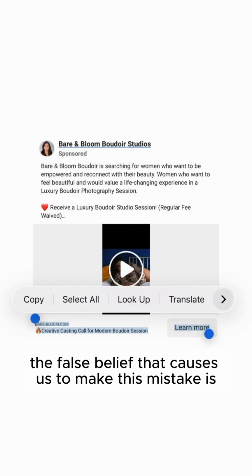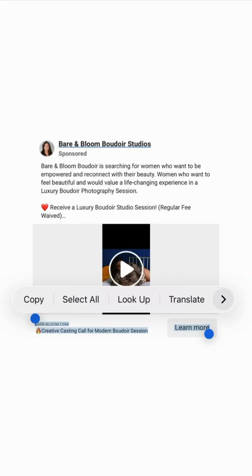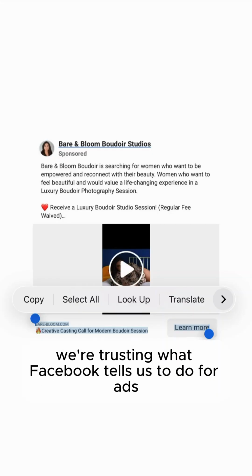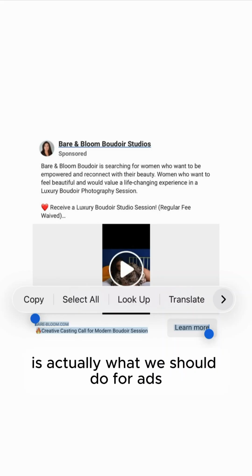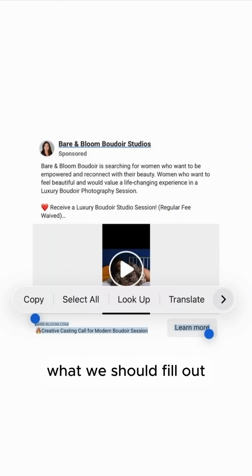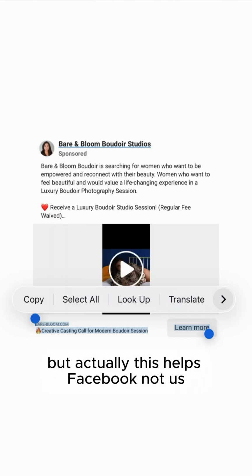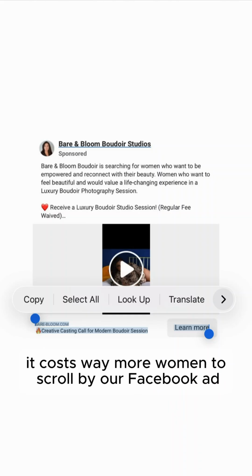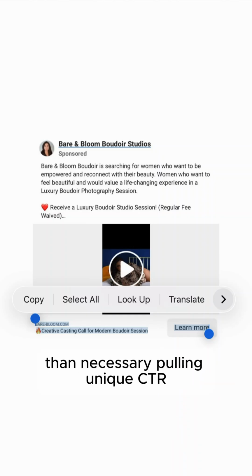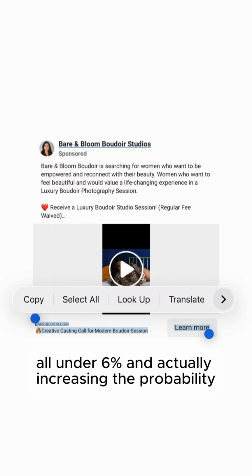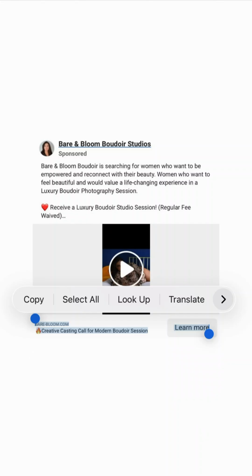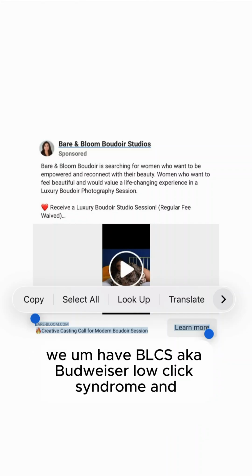The false belief that causes us to make this mistake is we're trusting that what Facebook tells us to do for our ad is actually what we should do for our ads, what we should fill out. But actually, this helps Facebook, not us. It actually hurts us. When we do this, it causes way more women to scroll by our Facebook ad than necessary, pulling unique CTR under 6% and actually increasing the probability we have BLCS, aka Boudoir low-click syndrome.